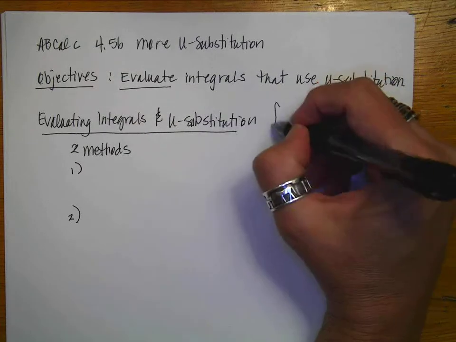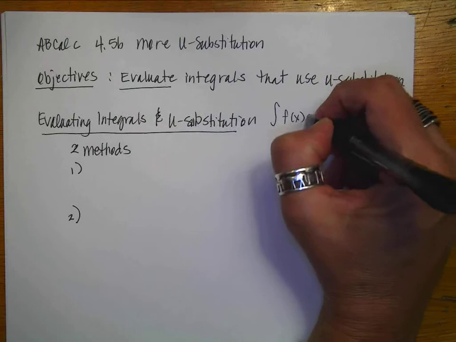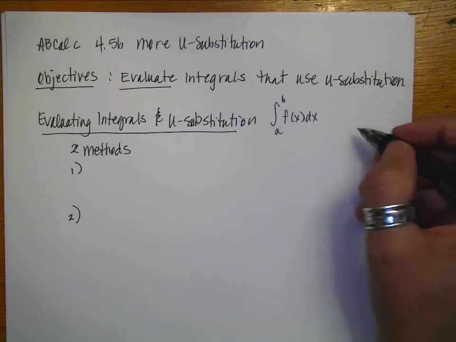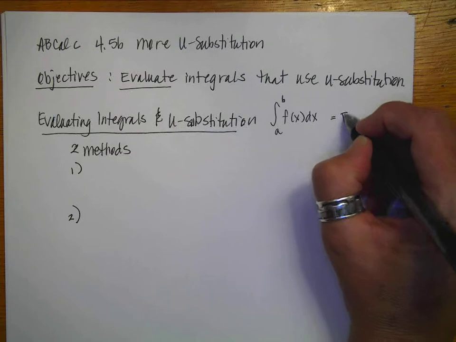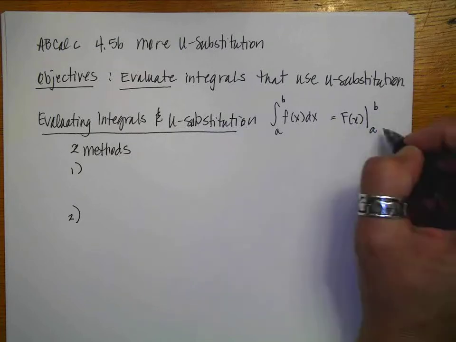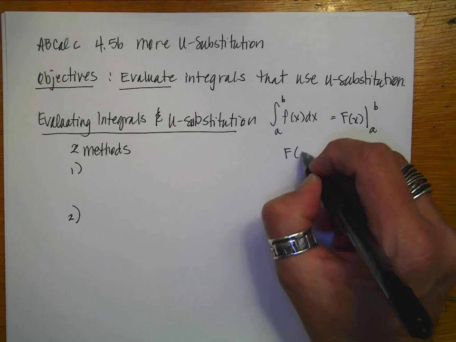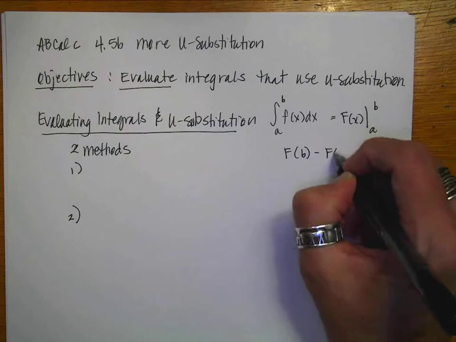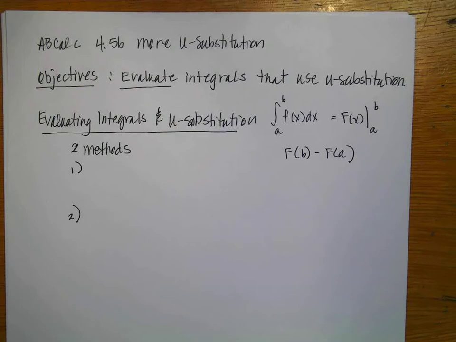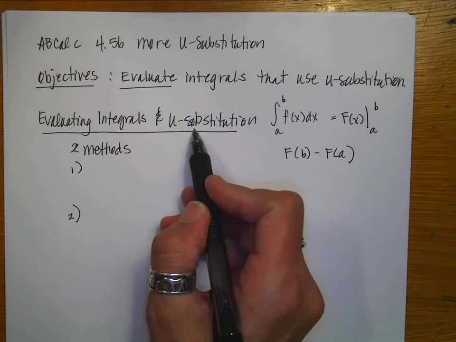So remember, if I have an integral of f of x dx and I'm evaluating from a to b, then it's going to be F of x evaluated from a to b, right? So I'm going to do F of b minus F of a. So that's what happens when we evaluate a definite integral. So there are two methods if I'm using U substitution.